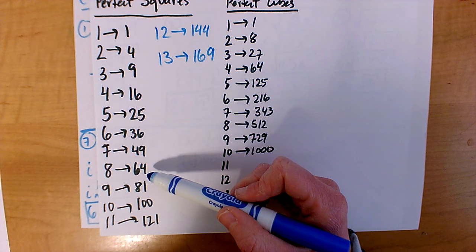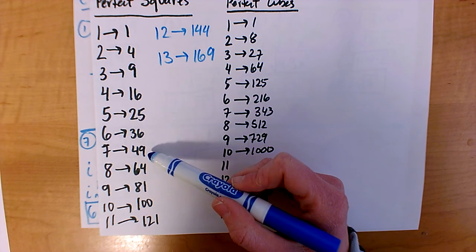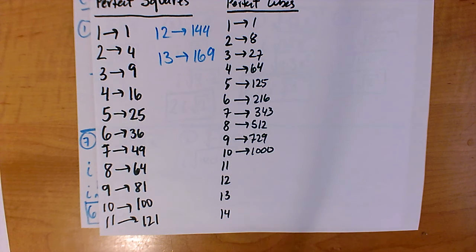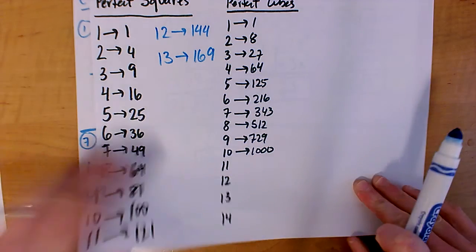64 is not a factor of 180. 49 is not a factor of 180. 36, let me see, let's do 180 divided by 36. Yeah, 36 times 5 is 180. Okay, so that'll work out well.